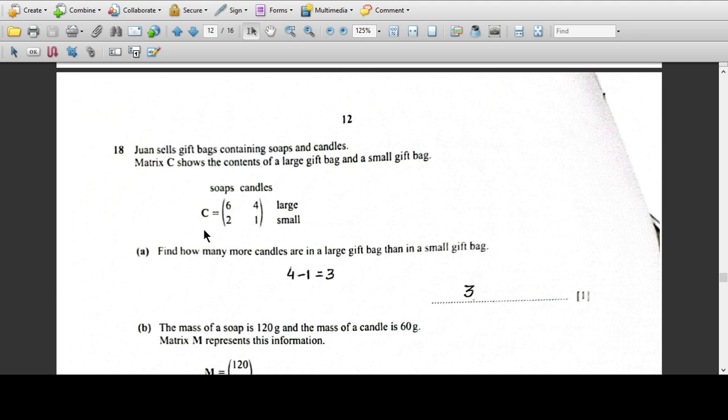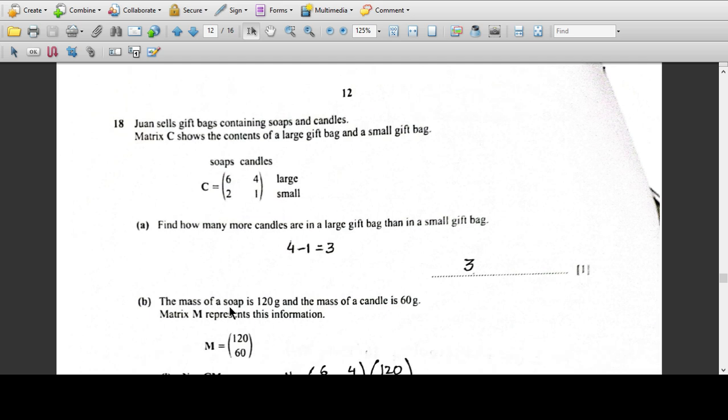In a large gift bag we have four candles, and in a small gift bag we have one candle. Four candles minus one candle, so the difference is 3. The mass of the soap is 120 grams and the mass of a candle is 60 grams.